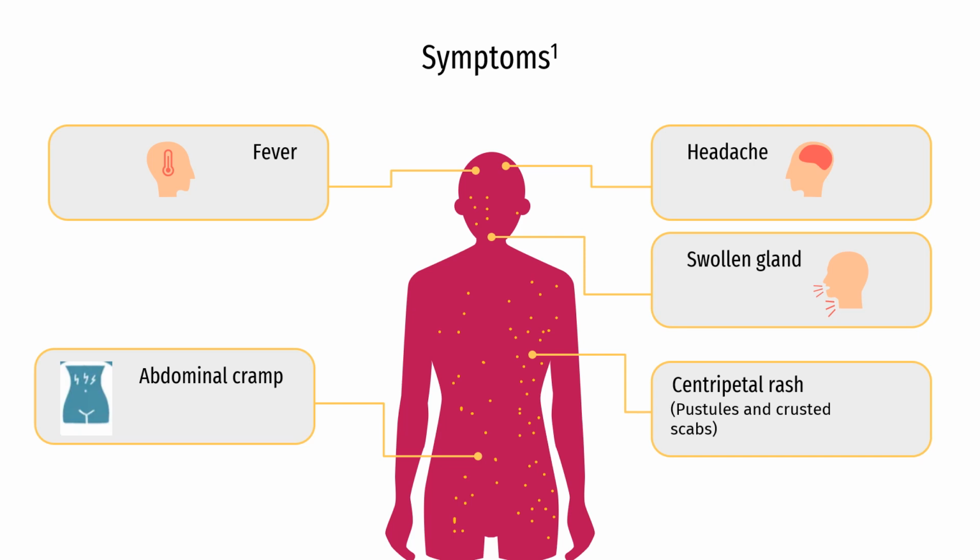The VZV centripetal rash is actually different from the smallpox disease, which has a centrifugal rash. The chickenpox rashes appear with an erythematous base, which is redness on the skin, and develop from skin vesicles in the beginning, and then progress to pustules, which are vesicles filled with pus, and then the crusted scab as the final stage.